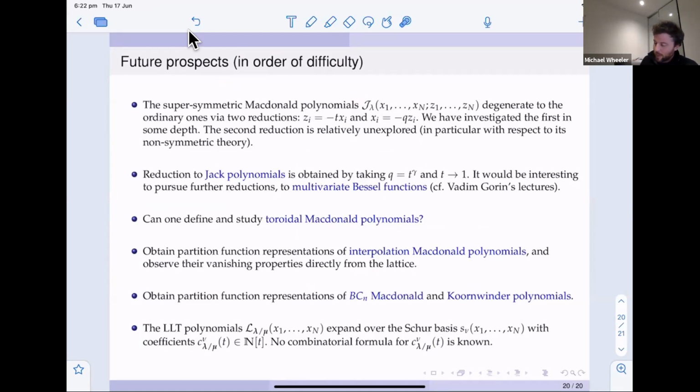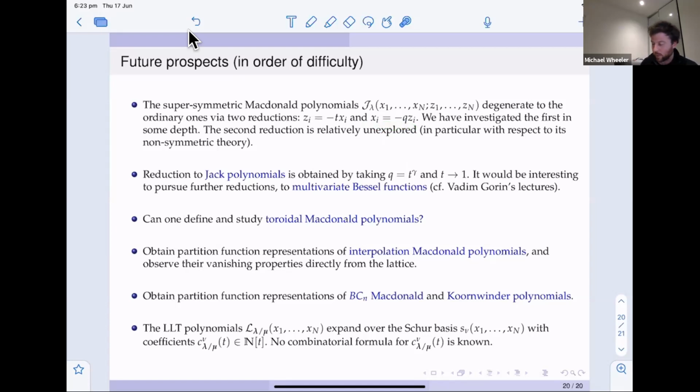So really the first thing on this list I would say is that these supersymmetric Macdonalds that depend on the two alphabets, they're interesting because they degenerate to the order ones by two reductions. And this is the one that we've looked at in the lectures here, where z is equal to minus tx. But there is a second reduction, and that reduction is not so well studied. And in particular, it would be interesting to look at that reduction with respect to the underlying non-symmetric Macdonald theory. So I think that there's some interesting territory there.